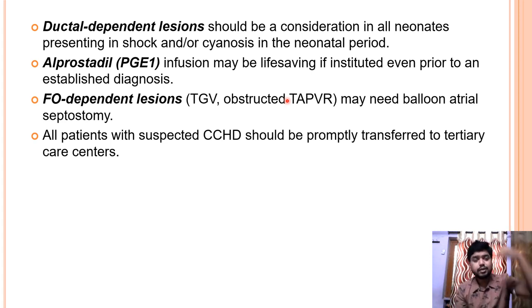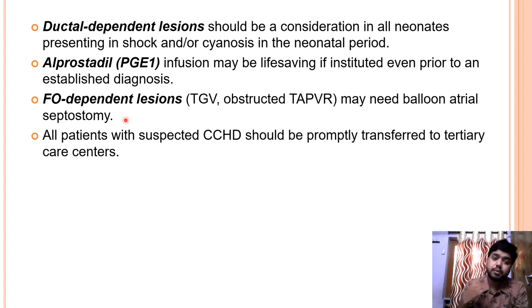RA, RV, lungs, and again to RV. Total anomalous pulmonary venous return to the right side. So there is no blood going to the left side. So these children need immediate emergency balloon atrial septostomy. So this is not something duct dependent even.